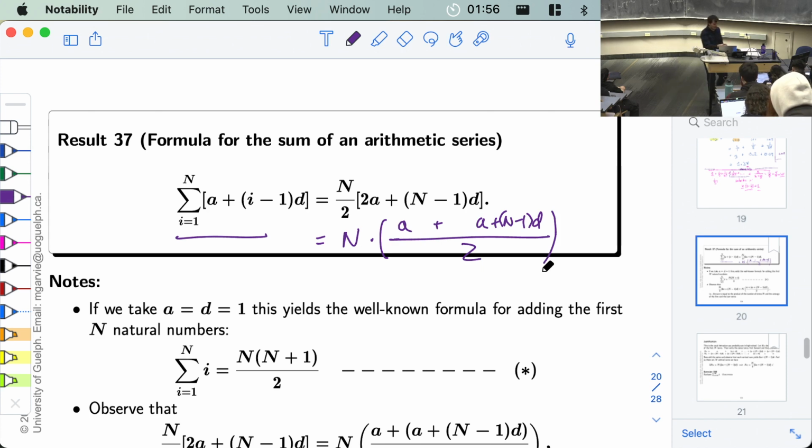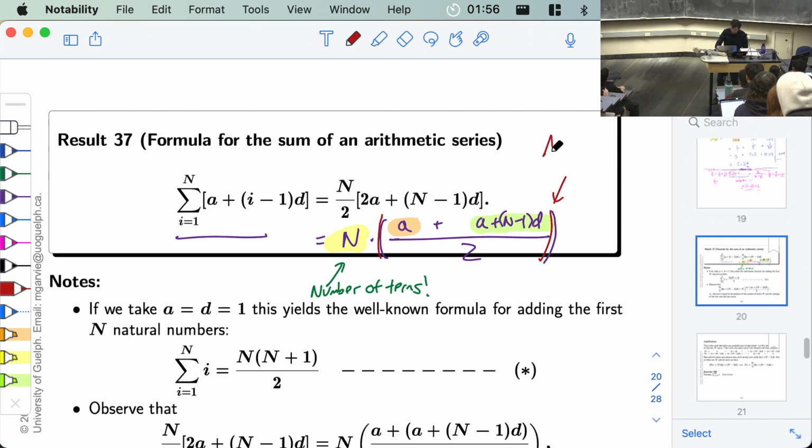And now you can see the parts that I was talking about, which is the number of terms. This is the number of terms. And you can see the other two things. This is the first term. This thing is the last term. And by adding them together and dividing by 2, this whole thing is the average of the first and last term. So that's a nice formula. The number of terms times the average of the first and last term.